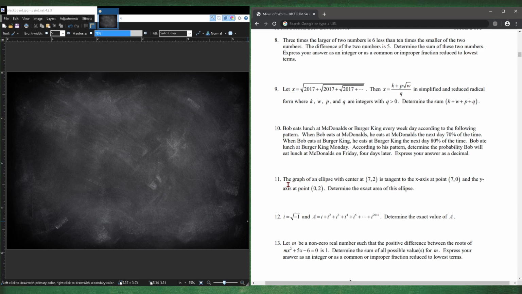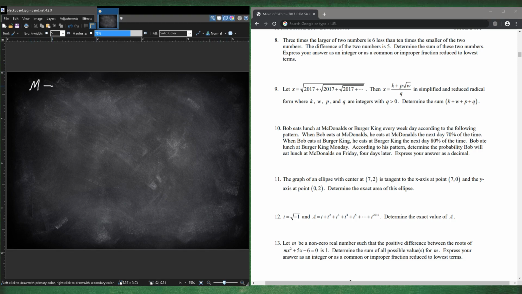Number 10. Bob eats lunch at McDonald's or Burger King every weekday according to the following pattern. When he eats at McDonald's, the probability that he eats at McDonald's the next day is 70%, so 0.7. So that means if he eats at McDonald's and wants to eat at Burger King next, that takes 30%. And when he eats at Burger King, the probability he eats at Burger King the next day is 80%. That means if he eats at Burger King and wants to eat at McDonald's the next day, it's going to take 20%.